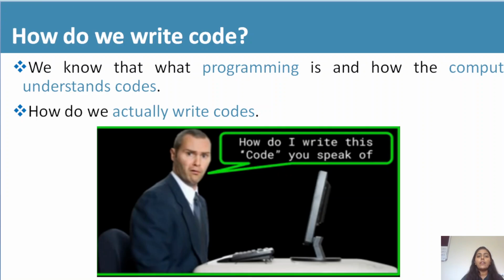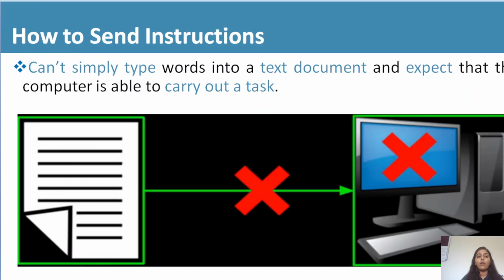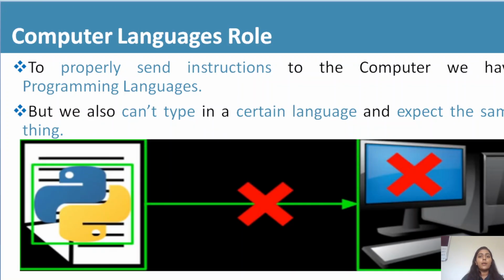Now, how do we write the code? So, we know what programming is and how the computer understands code. How do we actually write code? How do I write this code you speak of? So, how to send instructions? You can't simply type words into a text document and expect that the computer is able to carry out a task.